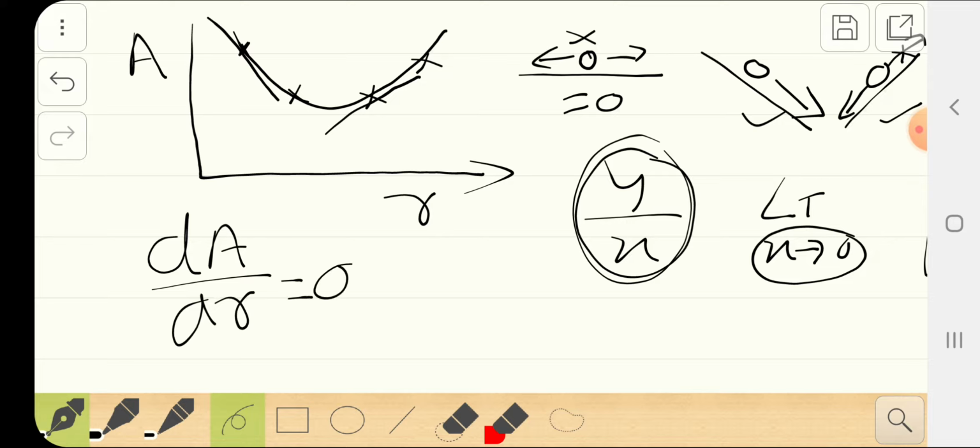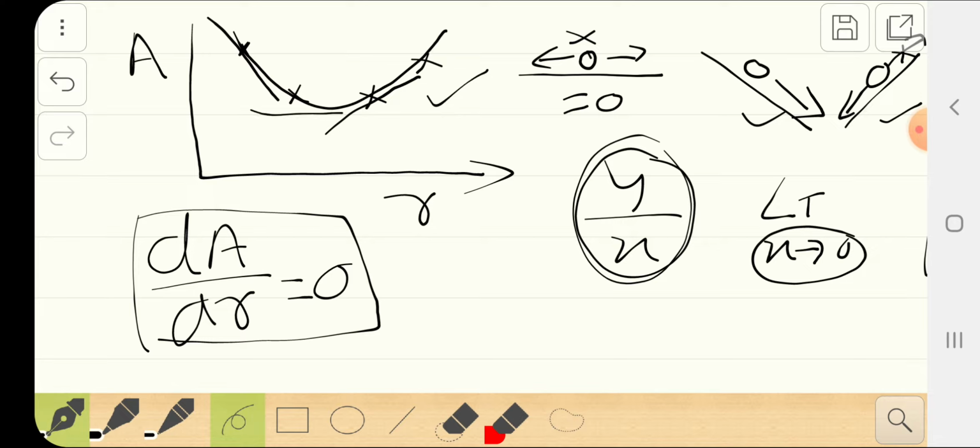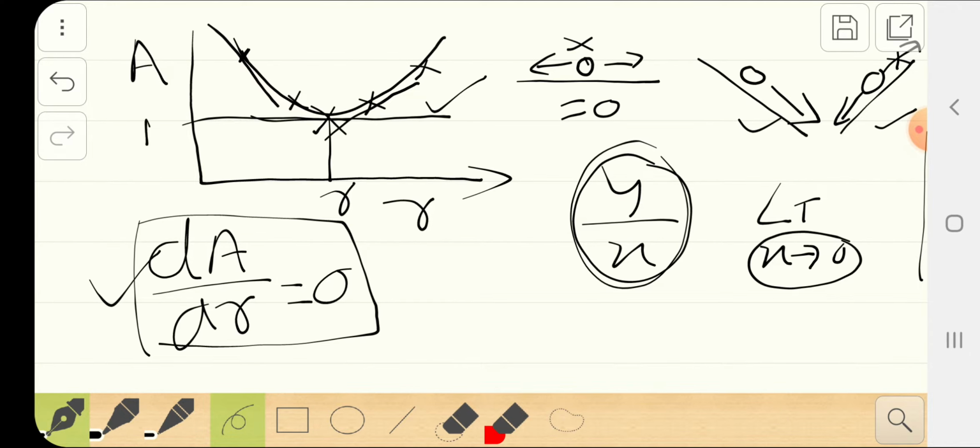If it is equal to 0 at some point, that means the slope is 0. That means you are at a point where the slope is 0. The only point in this graph where slope is equal to 0 is this point. That's the straight tangent line. That's the area where we are interested. That's the point r where area is minimum, right? Area is minimum at point r0. So you need to find the point where the area is minimum.